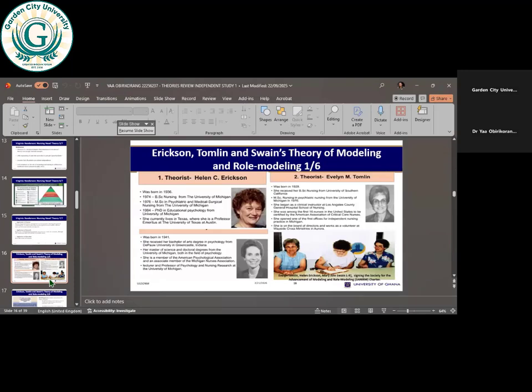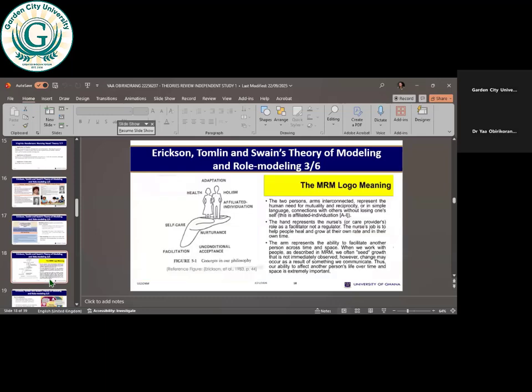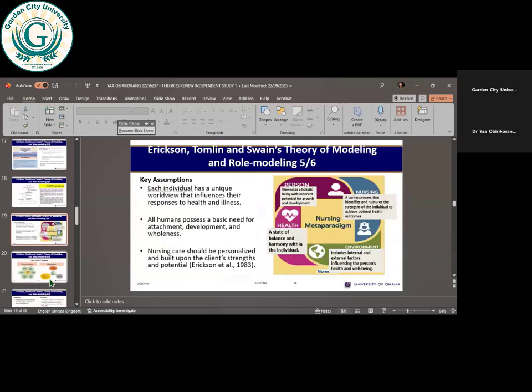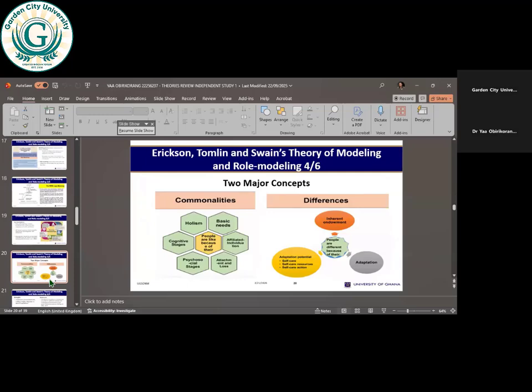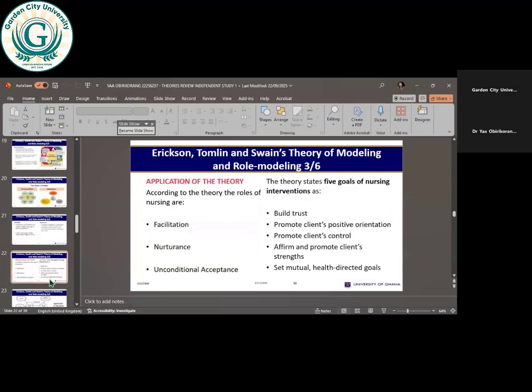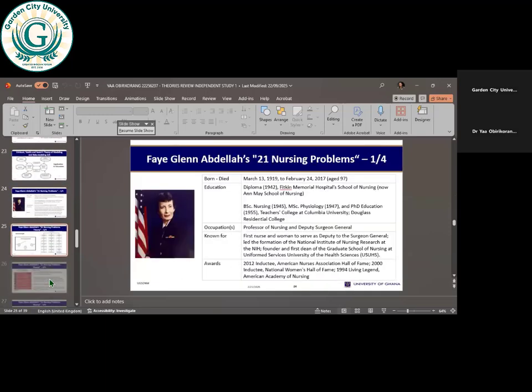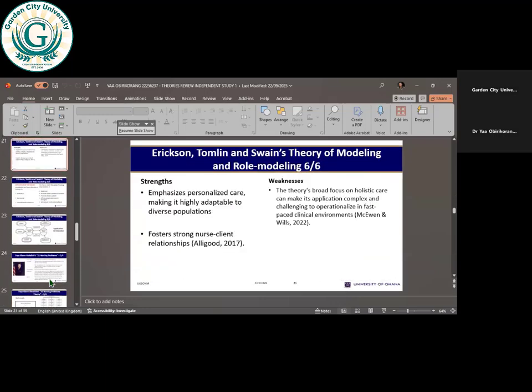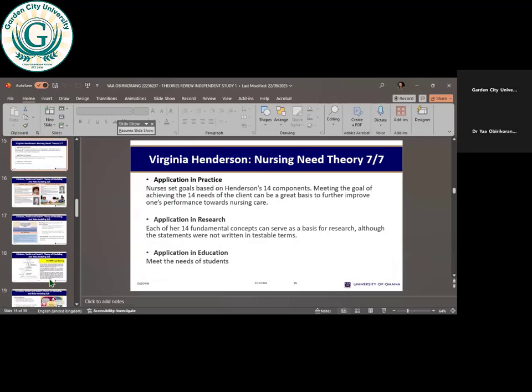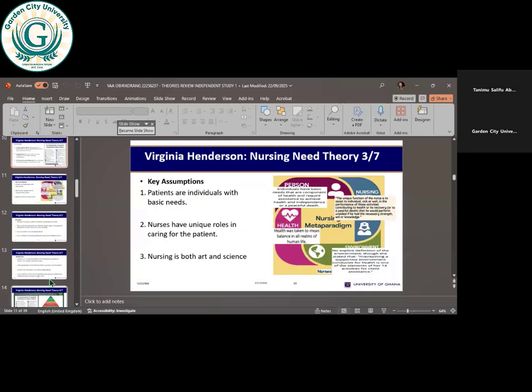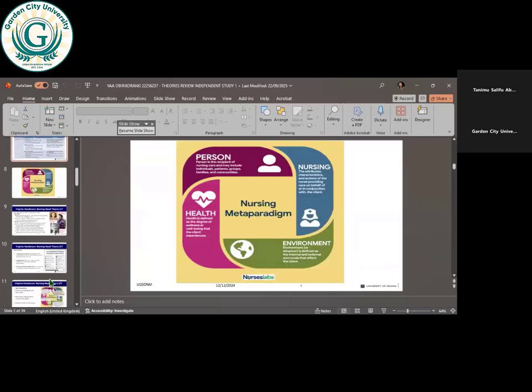And I did five of them, five different theories. For each theory, I used about just 4 or 5 slides to explain it, looking at its strengths, weaknesses, and then application of the theory. I did Virginia Henderson. I'm not asking you to do five, please.